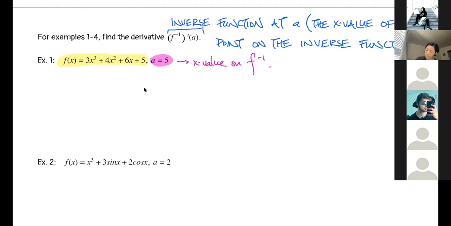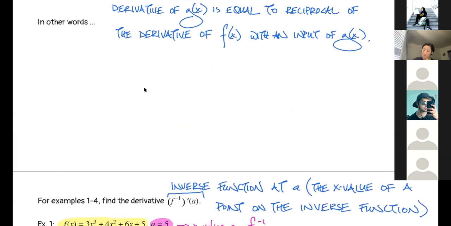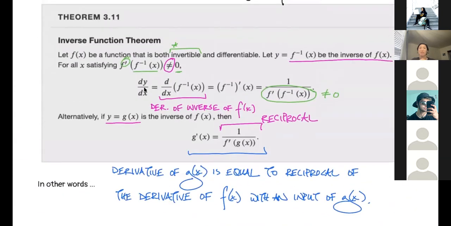Okay. So what are some ideas? We've learned about this pattern, but how can we connect that pattern to a question like example 1? It might be helpful to go back to our inverse function theorem.